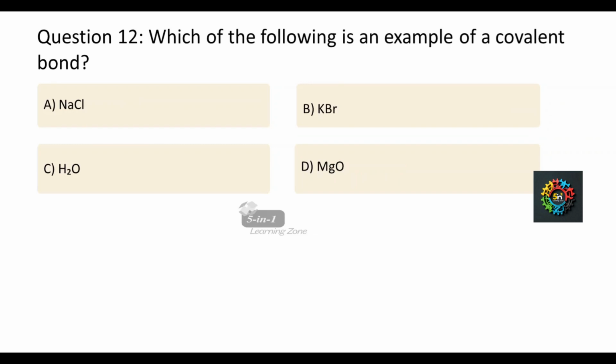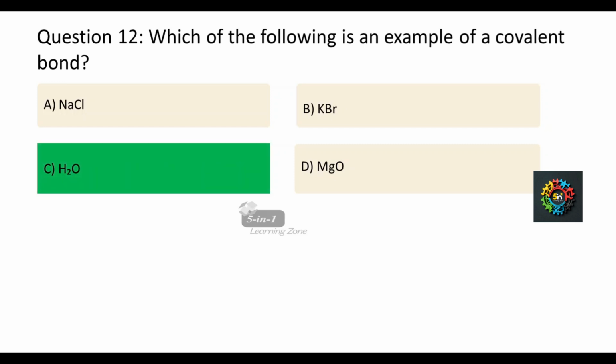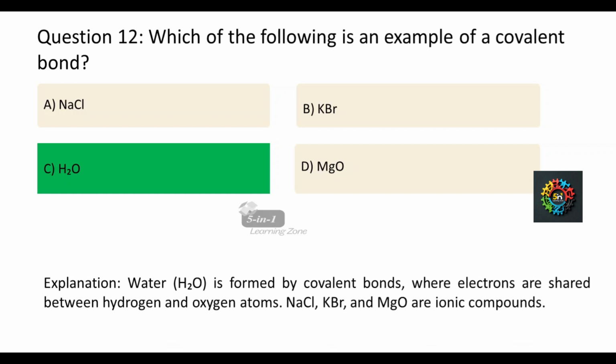12. Which of the following is an example of a covalent bond? Answer: C. H2O. Explanation: water, H2O, is formed by covalent bonds, where electrons are shared between hydrogen and oxygen atoms. NaCl, KBr, and MgO are ionic compounds.